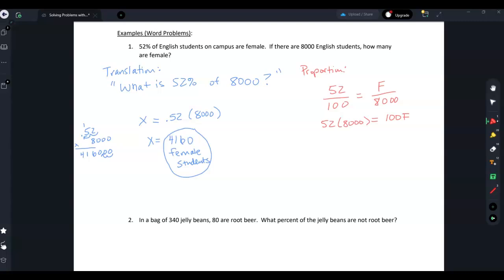So 52 times 8,000 would be the same thing that we did here, except you wouldn't move the decimal over. So you would get 416,000. And then if you divide both sides by 100, it just knocks off 2 of the zeros, and so you get 4,160.